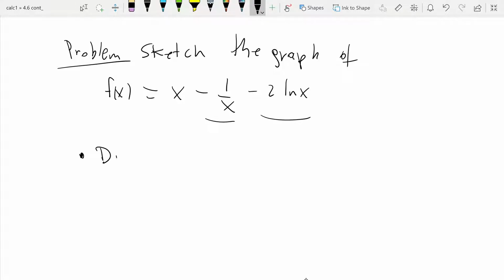So what is the domain? X is defined everywhere. Minus 1 over x is defined when x is not equal to 0. But natural log is only defined for positive numbers. So this is defined where x is greater than 0. So that's R plus, the non-negative real numbers, minus the origin, minus 0.